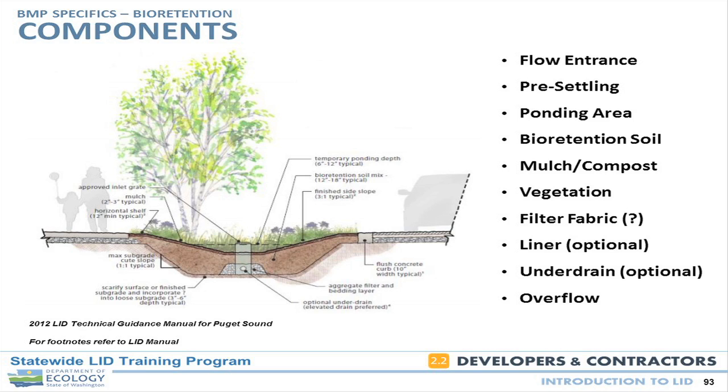Then there's mulch and compost, the different types of vegetation, and liners for areas where we might have high groundwater or pollution. There are underdrains for areas where we might not have total amounts of infiltration, and then how the facility overflows, whether it's a physical overflow that goes to another facility or whether it's overflowing into a pipe system.